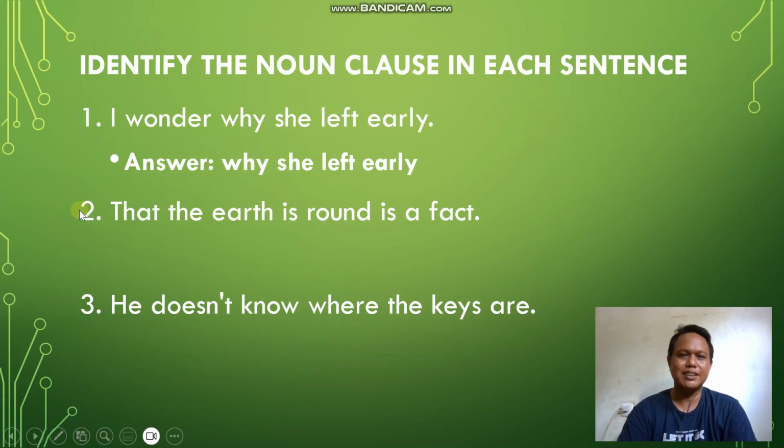How about the second? That the earth is round is a fact. Where is the noun clause in the second sentence? To identify the noun clause, we can use the word signal "that". "That" is the word signal to identify a noun clause. So, "that the earth is round" is a noun clause.